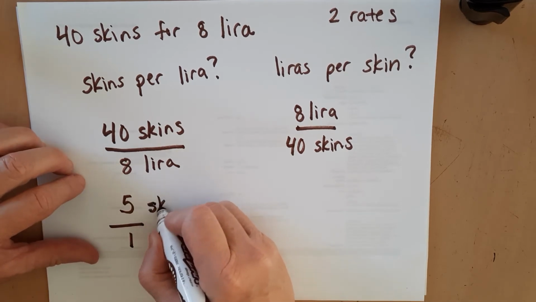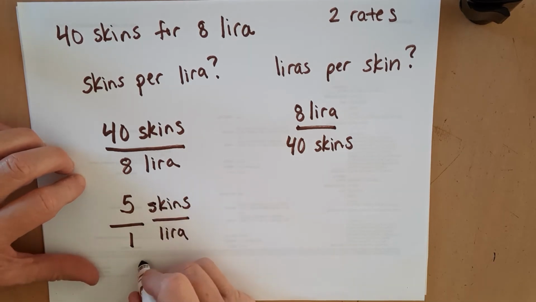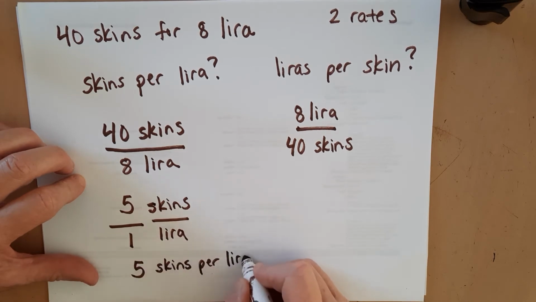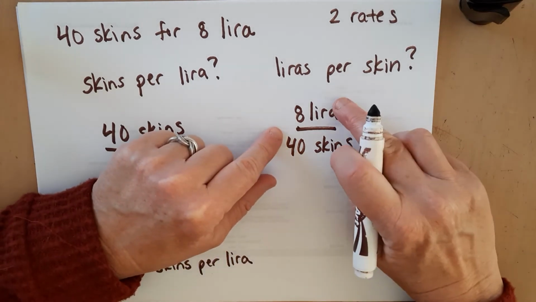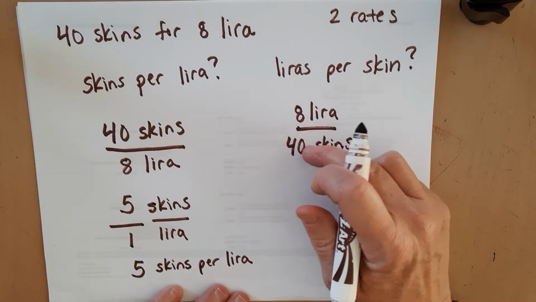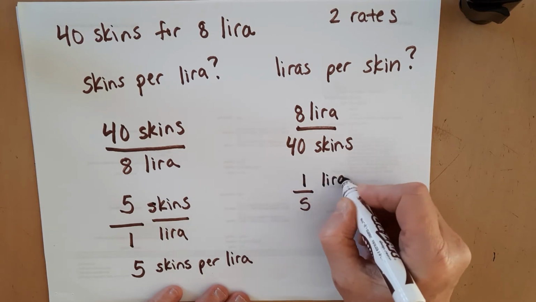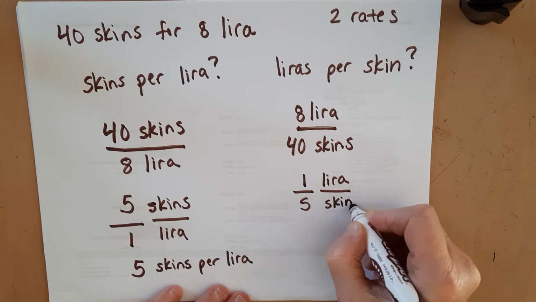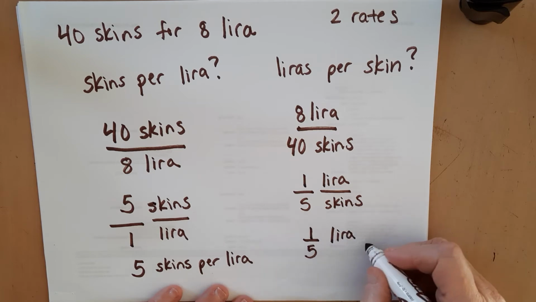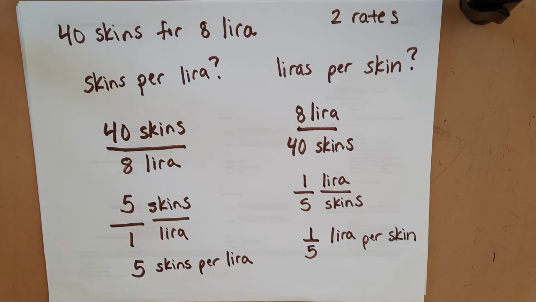So this becomes 5 skins for every 1 lira, which is simply written 5 skins per lira. We go over here and we look at 8 lira per every 40 skins. We can again divide the numerator and the denominator by 8, which would give us 1 over 5. 1 lira for every 5 skins, which can also be written 1/5 of a lira per skin. So that's how you do those problems.